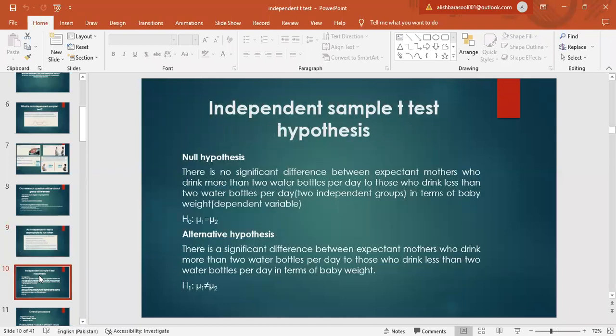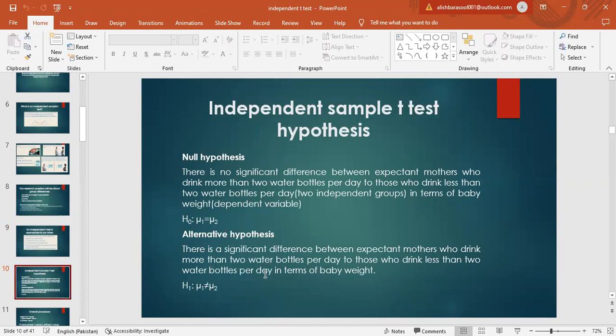Independent sample t-test hypothesis. Null hypothesis: there is no significant difference between the expectant mothers who drink more than 2 water bottles per day and those who drink less than 2 water bottles per day, two independent groups, in terms of baby weight, which is the dependent variable. So the null hypothesis will be mu1 is equal to mu2.